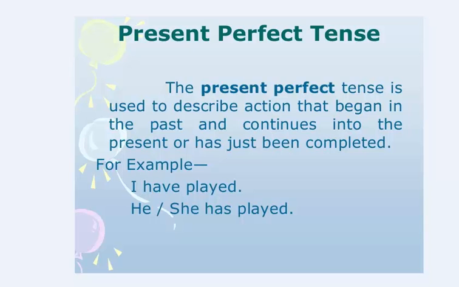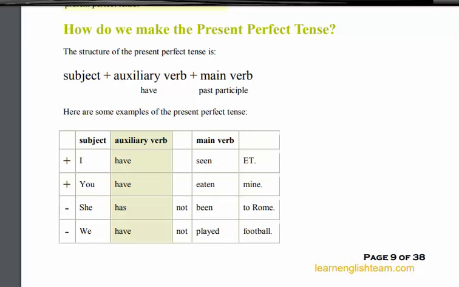Now students, there are always two important questions in discussing the tenses. Number one is how we make the present perfect tense, and number two is the use, that is, how do we use the present perfect tense. These two questions are very important, related not only to the present perfect tense but to all types of tenses. So one is the use and the other is how we make this type of tense. So let's get started.